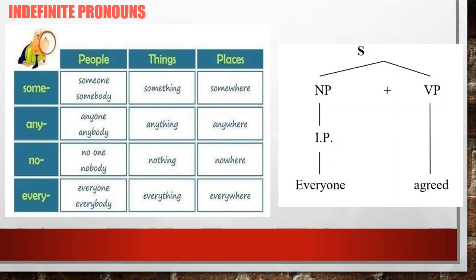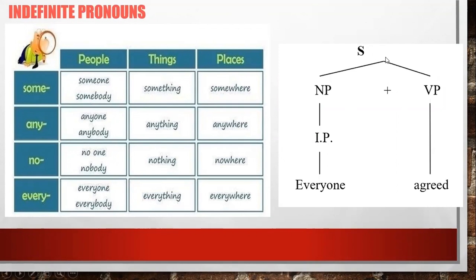That is one, body, if we talk about people, thing, if we talk about things, and where, if we talk about places. We join these two parts. Someone, somebody, something, somewhere. Notice some with one, body, thing, or where. Any, the same: anyone, anybody, anything, anywhere. All right, so here we're going to use these indefinite pronouns. Remember, we use these indefinite pronouns when we don't know exactly who we are talking about, or what we're talking about, or where we're talking about.